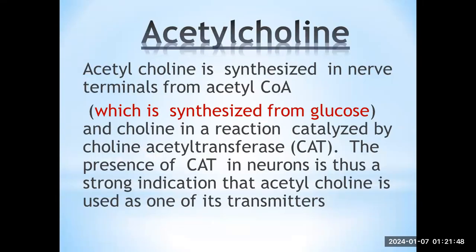Coming to acetylcholine. Acetylcholine is synthesized in nerve terminals from acetyl coenzyme A, which is synthesized from glucose, and choline, in a reaction catalyzed by choline acetyltransferase, which converts them into acetylcholine. The presence of choline acetyltransferase in neurons is thus a strong indication that acetylcholine is used as one of its transmitters.